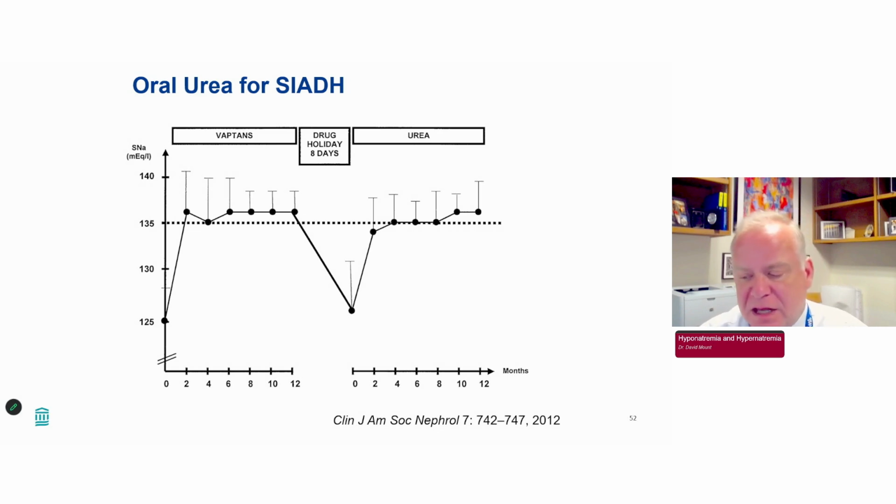There are many, many papers on oral urea. The hand waving is that oral urea is the opposite of low solute hyponatremia. You're giving an inert solute that helps you excrete water. This is a lovely paper from Belgium that showed you could take a patient on a vaptan that had corrected, stop the drug, and then when you started oral urea, you got an equivalent response.